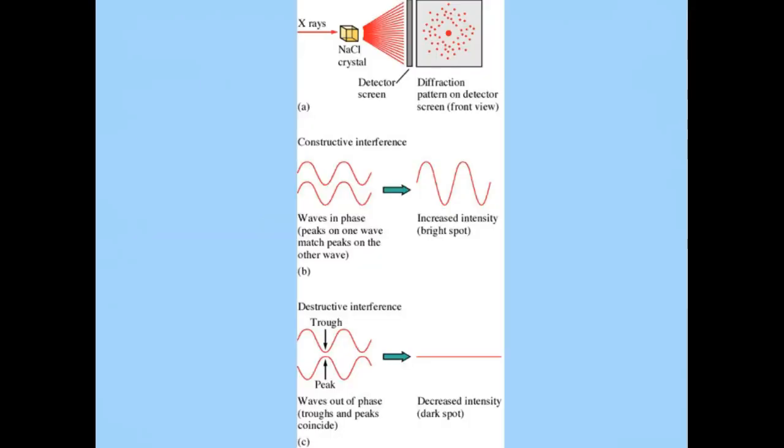And so what we see is that when you do an X-ray of sodium chloride, you get kind of a crazy diffraction pattern on the screen. And when you see the bright spots, it's because the waves have lined up together. And when you don't see the bright spots, when you see darker spots, it's because they are out of phase with one another.